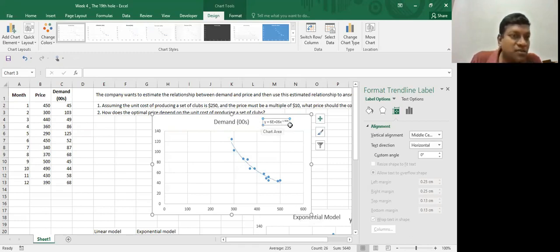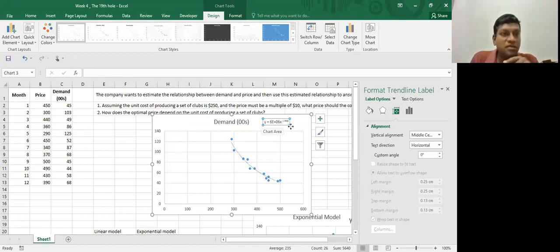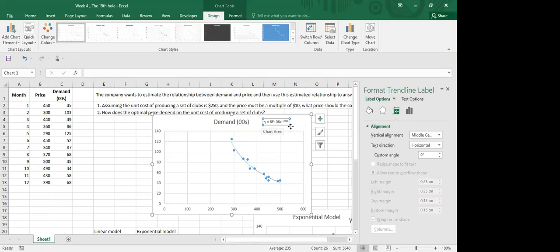Is that okay? I don't know who asked the question. I couldn't see. Yeah, Shine. So what is the difference between exponential and power? Only the equation differs. Exponential is of the form a e raised to bx, and the other one is y is equal to a x raised to b. You will get different values for a and b.